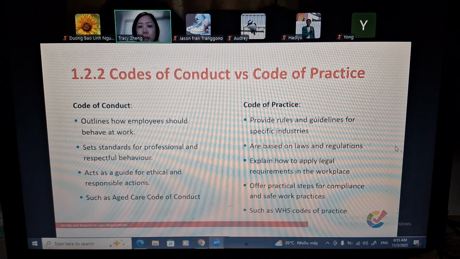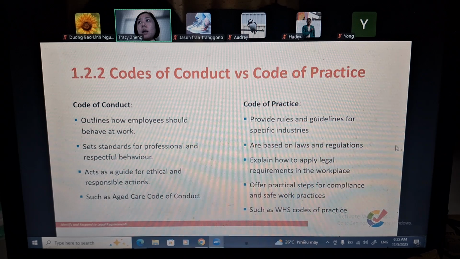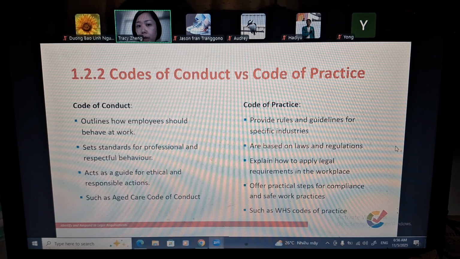And on the right-hand side of the PowerPoint slide, there is another document called Code of Practice. It is not only a document; it could also be a guideline from the relevant government departments or industry associations. But most of them are based on legislation and regulation. So a code of practice provides us the rules and guidelines for a specific industry.